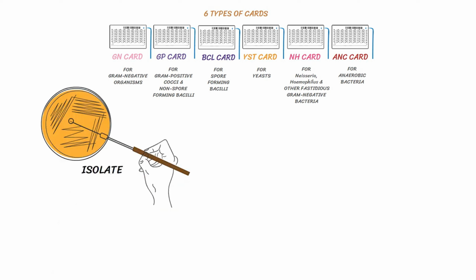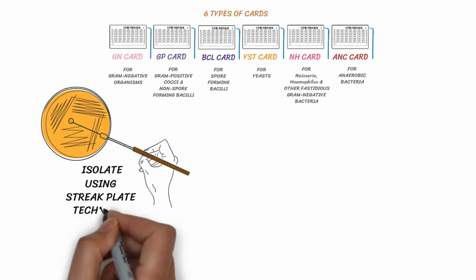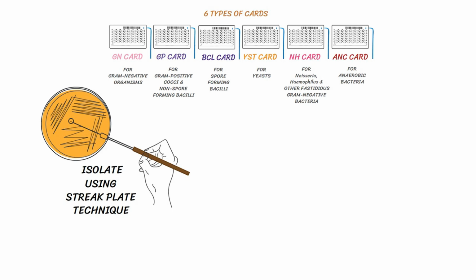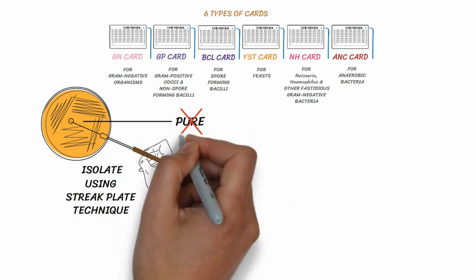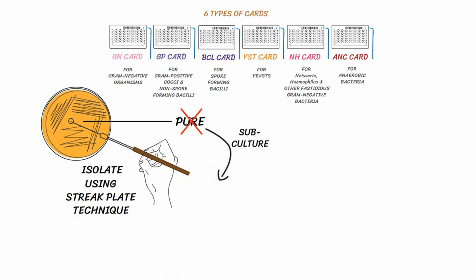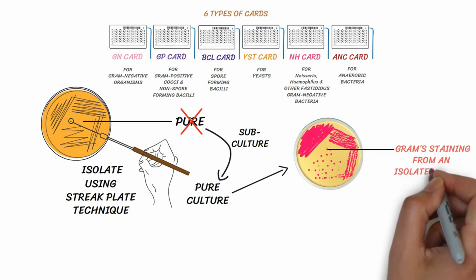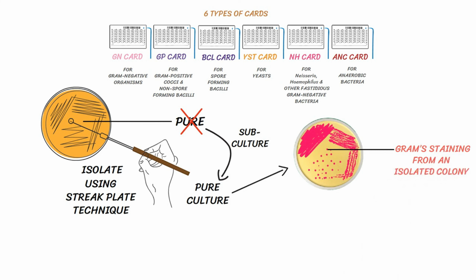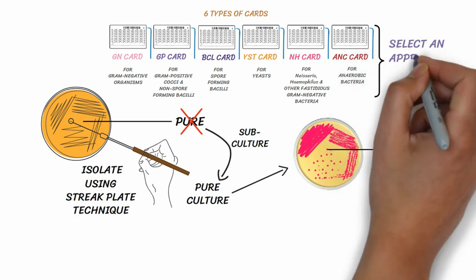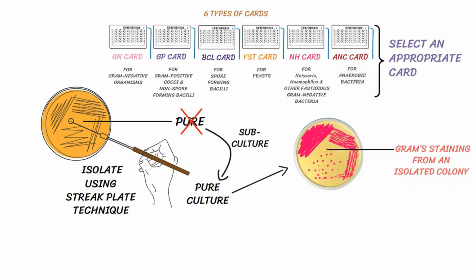Isolate the microorganism using streak plate technique on appropriate media. Ensure that the culture is pure. If the culture is not pure, perform one more subculturing to get a pure culture. Perform a gram staining from an isolated colony and document the gram staining details. As mentioned earlier, select an appropriate card based on the gram stain reaction and microscopic observation of the culture.